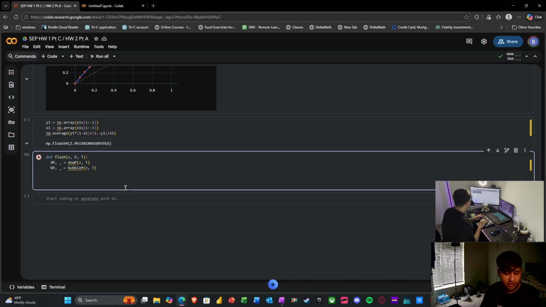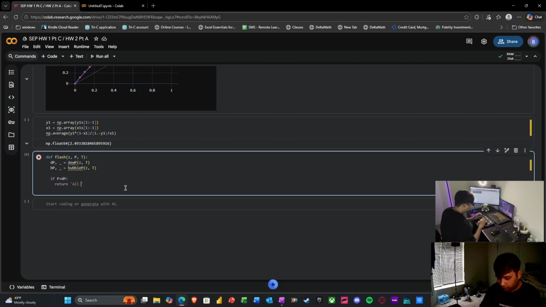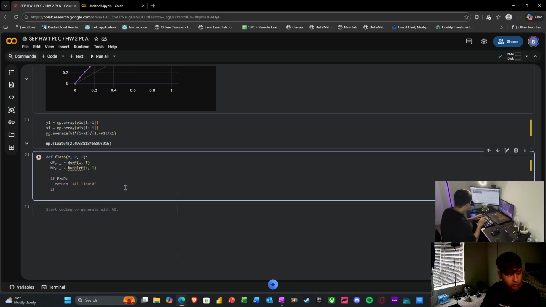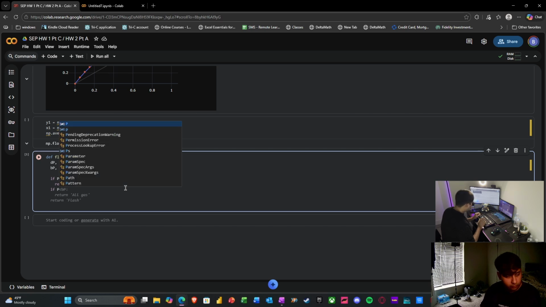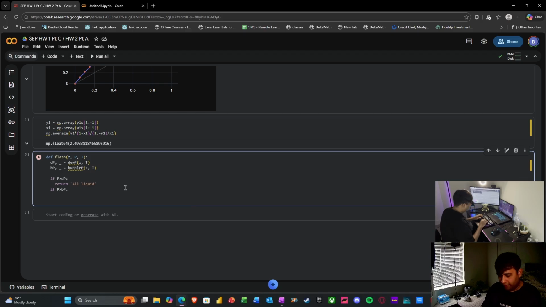And then we're going to throw in an if statement showing what happens if pressure is greater than dew pressure. In this case, if pressure is greater than dew pressure, then we're left with all liquid, so we're going to return the syntax of all liquid. And if pressure is greater than bubble pressure, then we're left with all vapor.